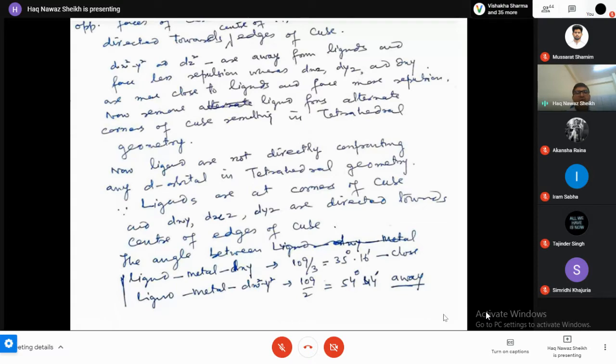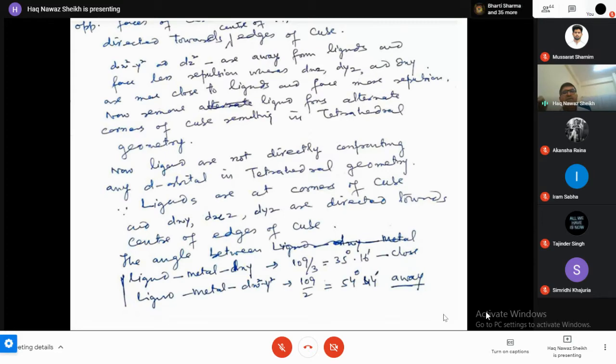Because ligands are at the corners of the cube and dxy, dxz and dyz are directed towards center of opposite edges. Now, if they are not in one line, अगर एक लाइन में होते तो एंगल जो है 180 डिग्री का होता है। अभी वो एक लाइन में नहीं है, ये मेटल है, मेटल के इधर है अपना ये d ऑर्बिटल और लिगेंड यहाँ पे। तो what is the angle between them? The angle between ligand metal and dxy orbital, or for that matter dxz बोलिए, dyz बोलिए, it is 1/3 of the tetrahedron angle, the angle that is between the two ligands.